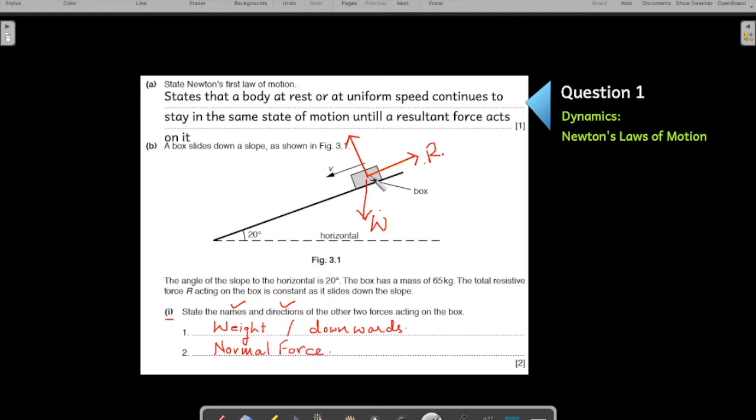Because it is always at 90 degrees with the surface. A normal force is always at 90 degrees with the surface. If you look at the surface here, the normal force is always 90 degrees. You can measure the direction as 90 degrees with the surface.